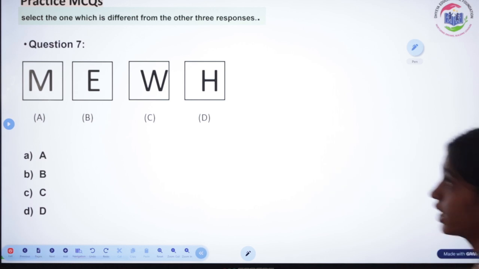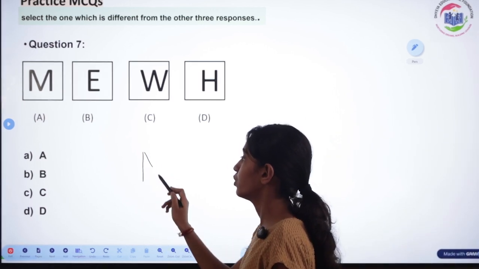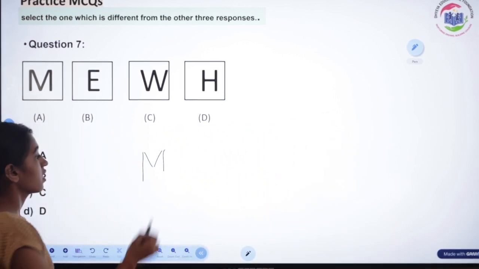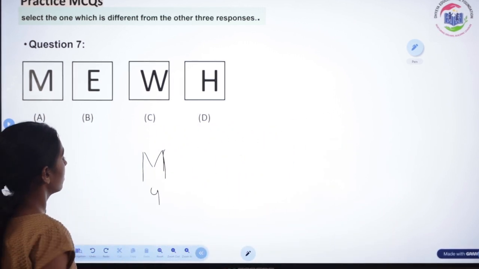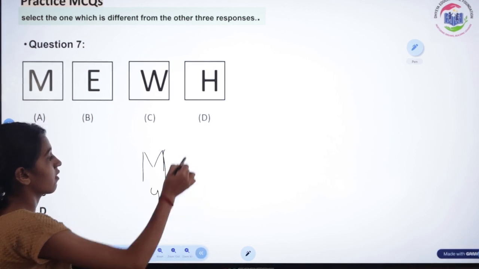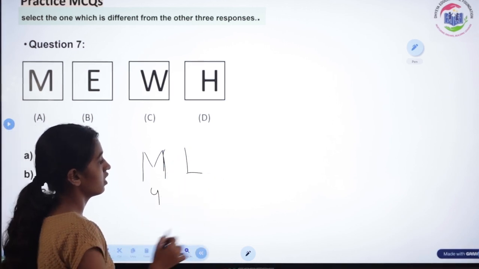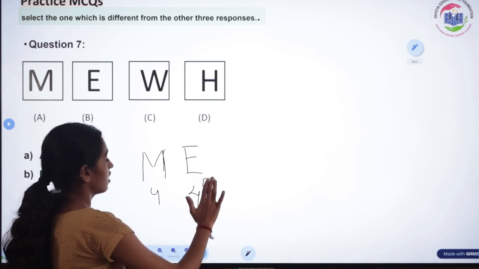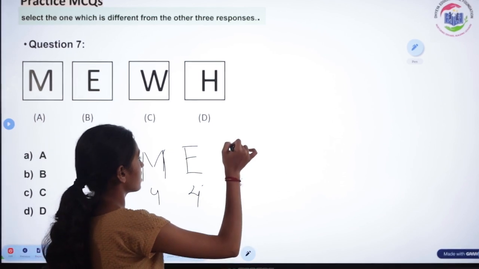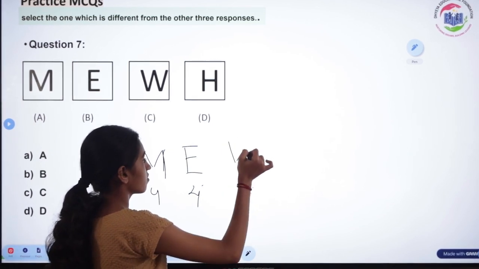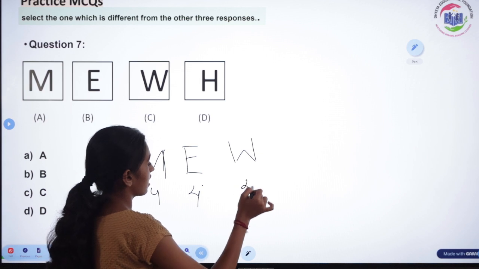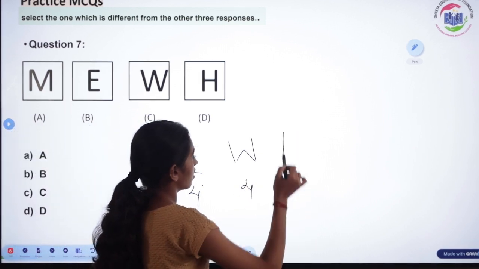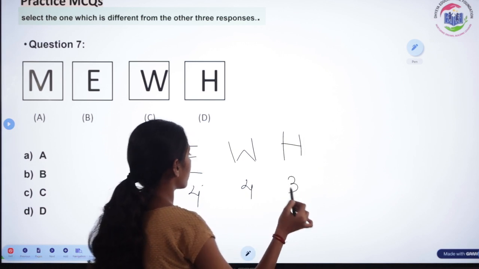Option 1 requires 1, 2, 3 and 4 strokes for drawing the M. For the E we require 1, 2, 3, 4. Again 4 required here, also 4. Then let's talk about option C. 1, 2, 3 and 4. Again here also it requires 4. But if you talk about H, 1, 2 and 3, it requires 3 strokes.